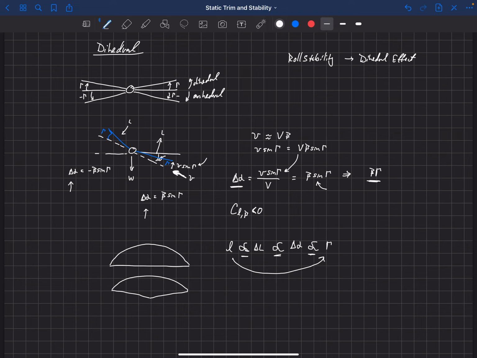So if I want C_L,beta to go up by a factor of 2, then if I already had some dihedral in the wing, doubling that dihedral would get me very close to what I need there. So anyway, that's just kind of something interesting for small dihedral angles.